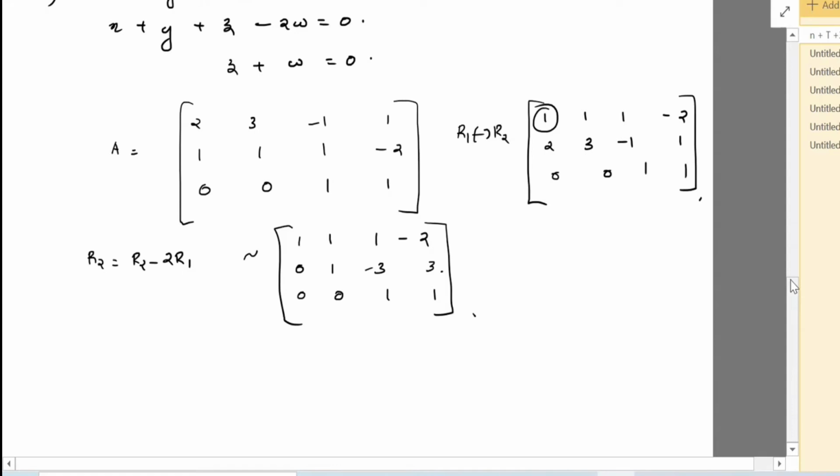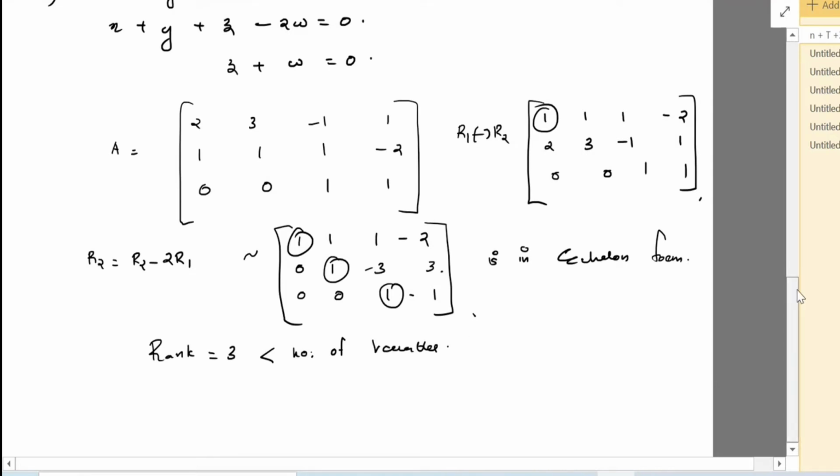Yes, it is in echelon form because the leading coefficients, those positions are in increasing order. So this matrix is in echelon form. And what is the rank? Rank equal to 3, which is less than the number of variables. The variables are x, y, z and w, so there are totally 4 variables, but rank is 3. Rank is less than the number of variables. So the given homogeneous system has infinite solutions.